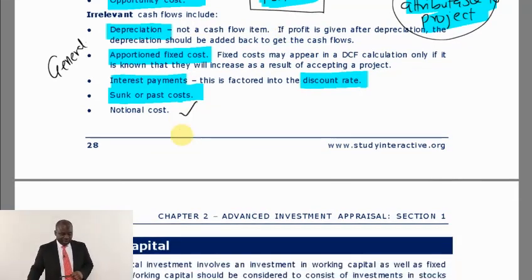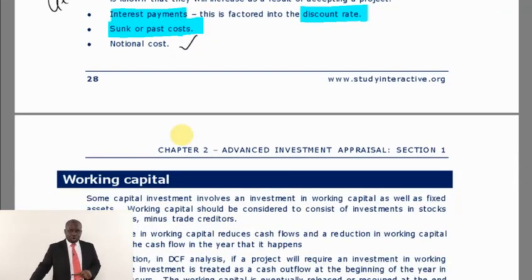Notional cost is very close to opportunity cost. So if notional cost comes in, you have to be very careful. What do we mean by notional cost? Notional cost is a benefit you thought you would forgo as a result of undertaking the project, but you wouldn't forgo it. Opportunity cost is a benefit you will forgo as long as you undertake the project. Let me give an example to illustrate.